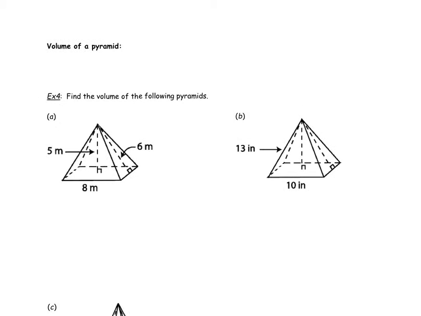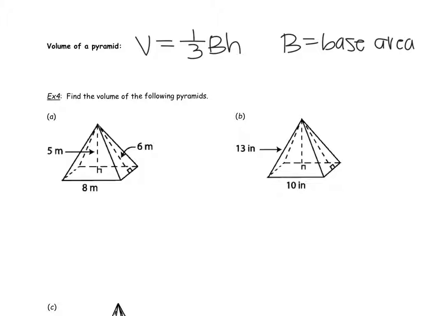Lastly, we want to talk about the volume of a pyramid. The way we find the volume of a pyramid is 1/3 times the area of the base times the height. So B stands for our base area. Because there is only one base in a pyramid, we don't have to do anything special like we did with the prisms, where we had to account for more than one base. Because there is only one base in a pyramid, that's the base area we use.